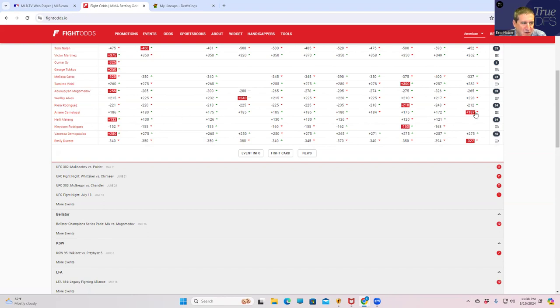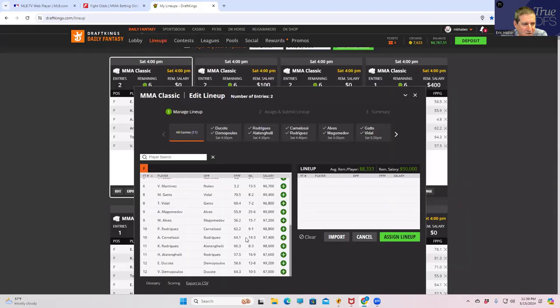Pierre Rodriguez versus Ariane Carnelosi. All right, so this one could have some action. Both these fighters are very active. Carnelosi specifically, she really tries to get things going. She doesn't have much of a gas tank though, so this fight could really deliver regardless of who wins. You look at the odds here, it's about minus 220 for Rodriguez, and it's pretty fair as far as the money line goes.